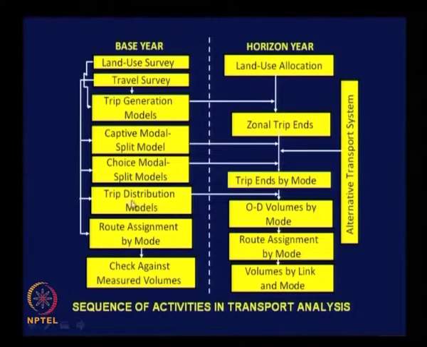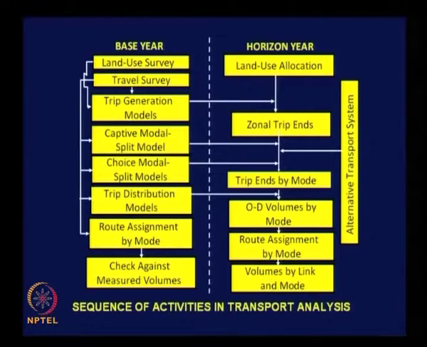And then do trip distribution analysis using the calibrated model, and you will get OD volumes by mode connecting all the zone centroids, clear. This exercise has to be done separately for passenger transportation and separately for goods transportation, even for the horizon year condition, because the models are different, okay. You have to do two different exercises, and then route assignment by mode, and finally volumes by link and mode. You will get this exclusively for passenger transportation and goods transportation, add them together to get the total traffic scenario, clear.